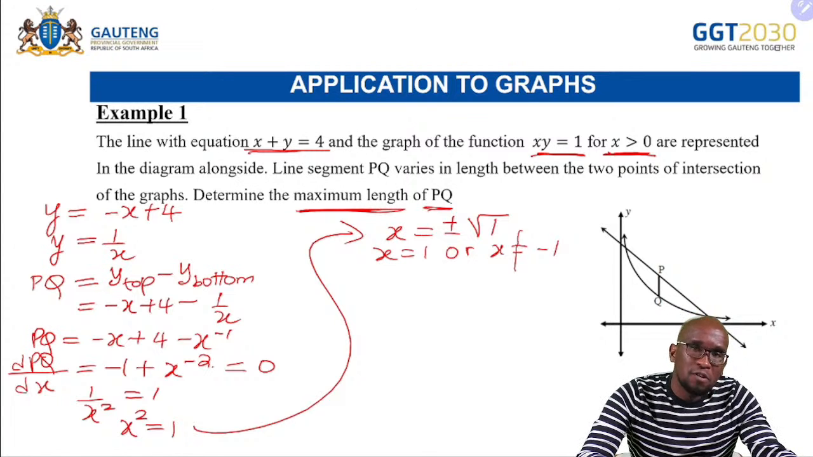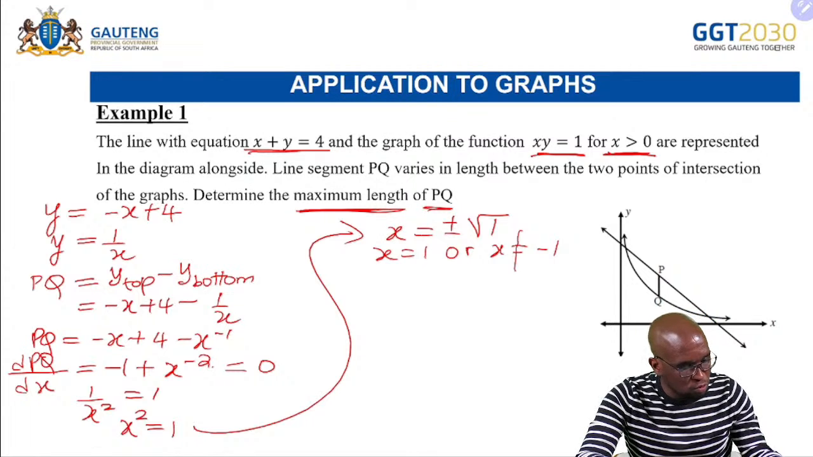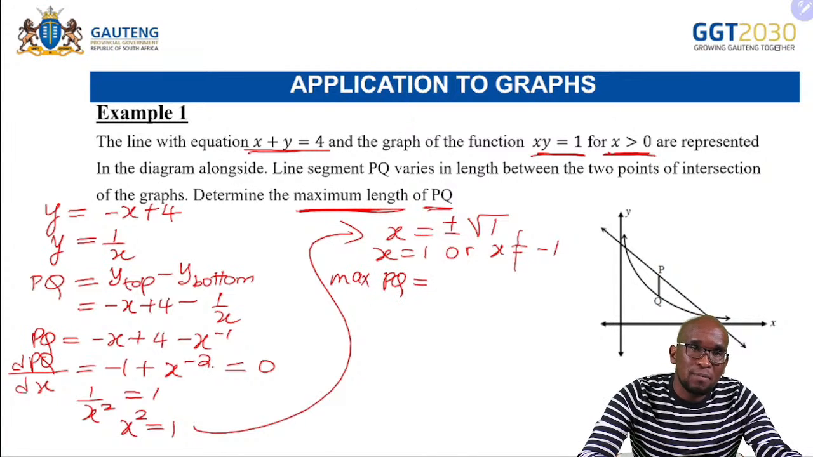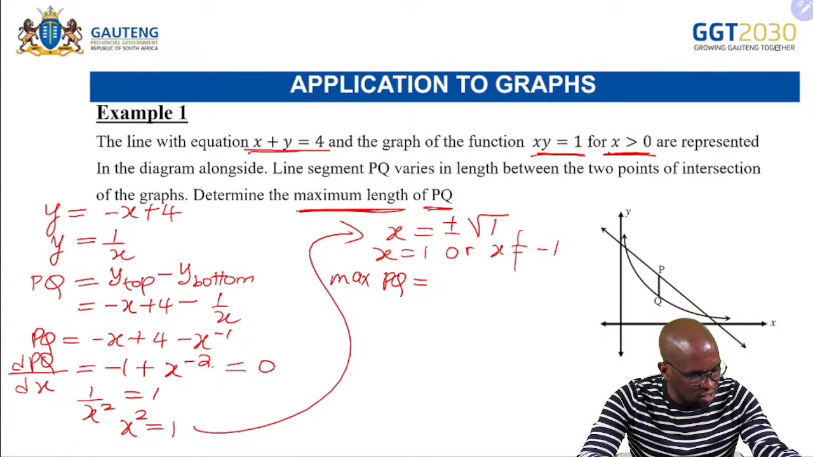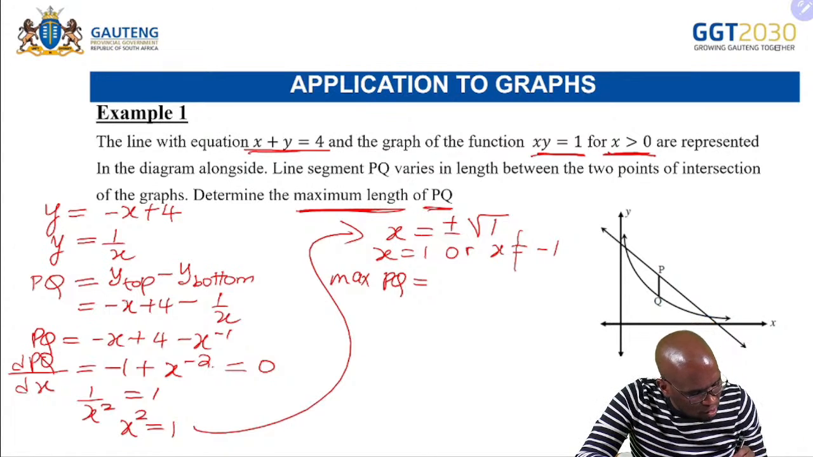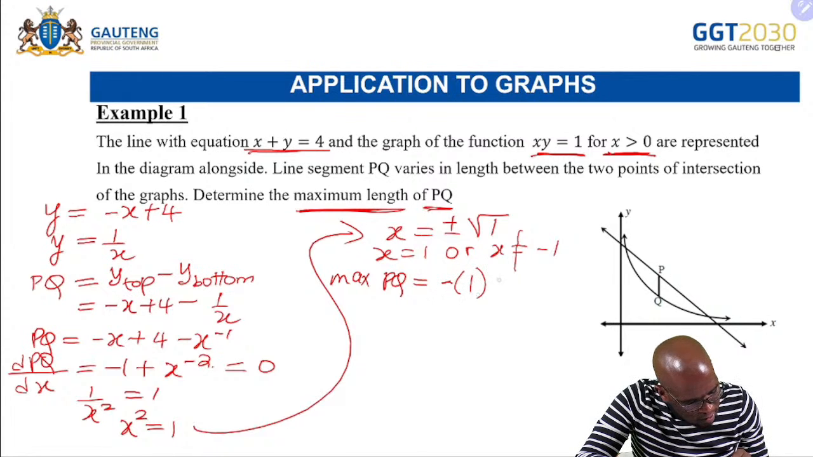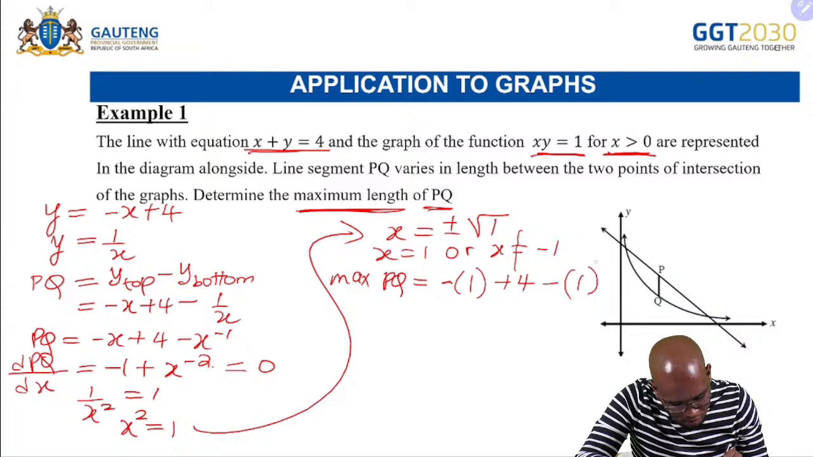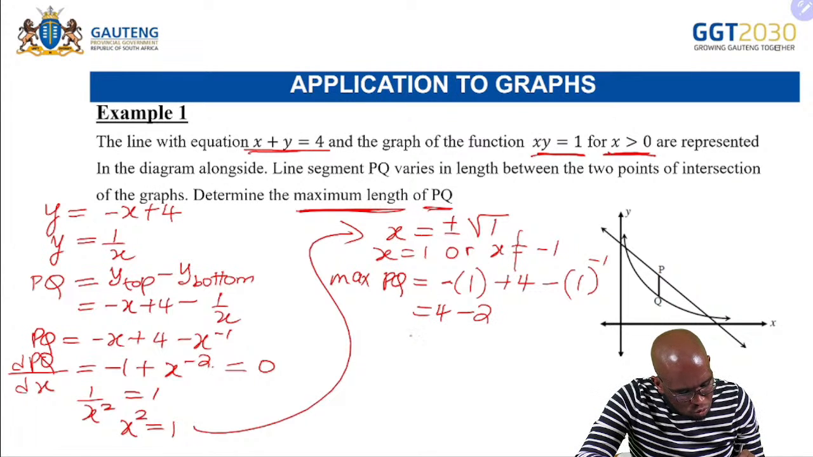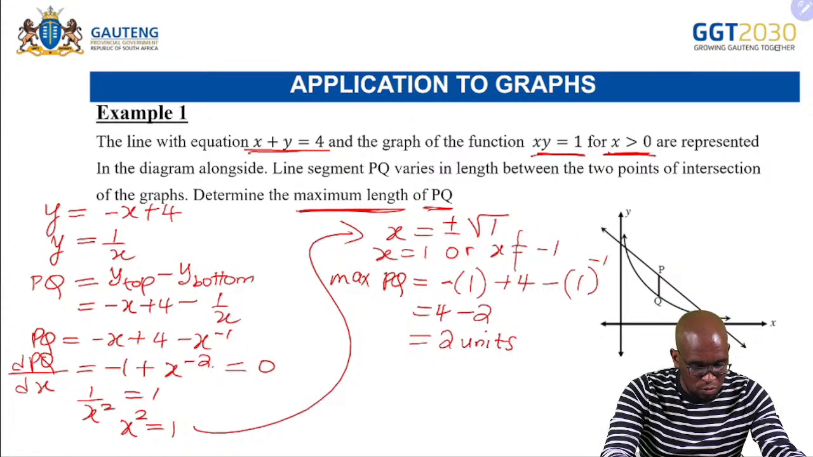Now we have the value of x at which the maximum length occurs. To find the maximum length, we say max PQ will be equal to, we use back substitution. We substitute the value of x back into the objective function. The objective function in this case was PQ is minus x plus 4 minus x to the power of minus 1. So this would be minus 1 plus 4 minus 1 to the power of minus 1. So this would be 4 minus 2, which is equal to 2 units. The maximum value of PQ that we can get is 2 units.